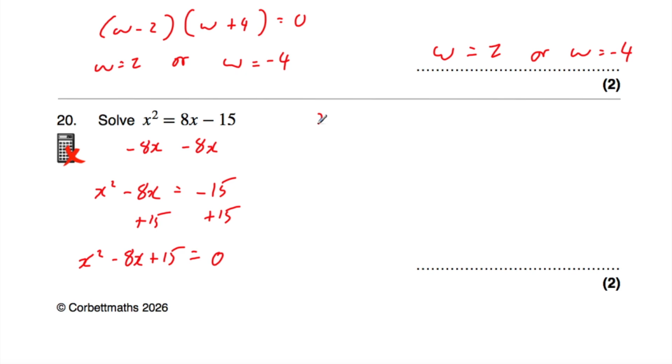So let's go back up here. We've got x squared minus 8x plus 15 equals 0. So we're going to factorise the left-hand side. So bracket, bracket, bracket, bracket equals 0. And we're going to put x's at the front of both brackets because it's x squared. x times x is x squared.